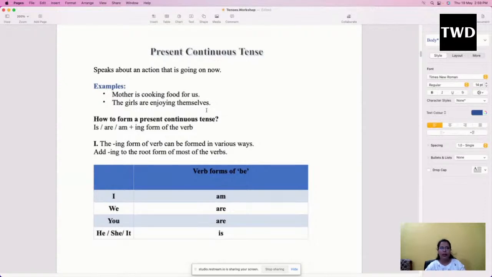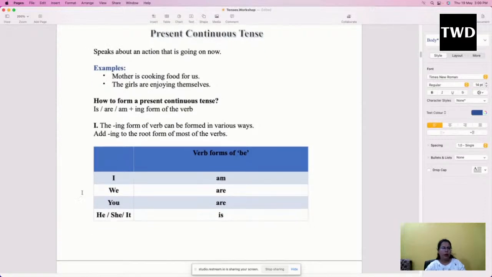And what are you people doing now? You all are attending the class right now. We are attending the class right now. Okay, so what should be the structure of the sentence? Depending on the subject, we should have our helping verbs like is, are, or am plus the ing form of the verb. Now whenever we are using I, with I we are always going to use am.